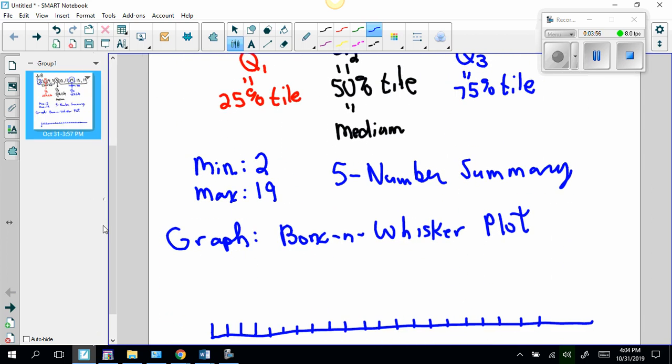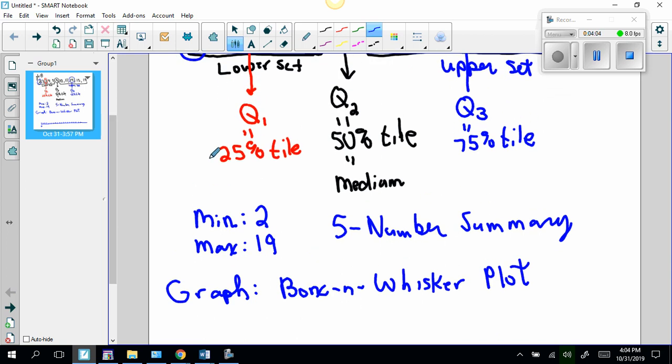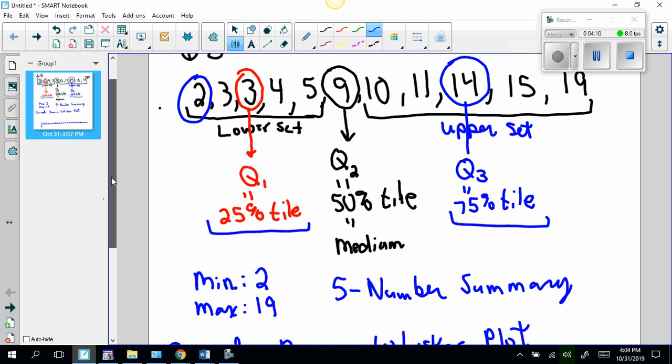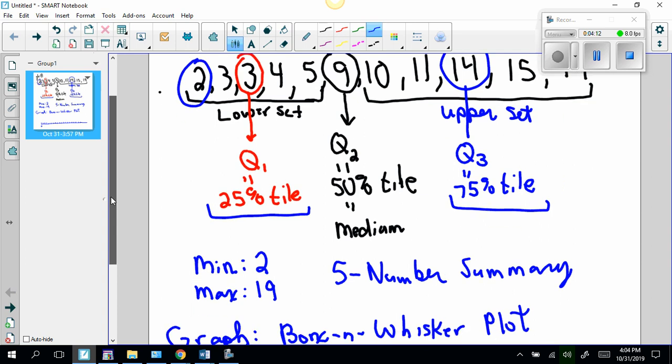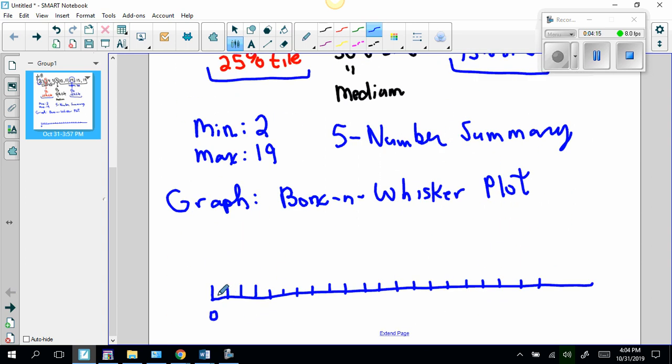What you do, anywhere you want, you're going to make a box. Now this box is based on Q1 and Q3. Now the start of the box is at 3, and the end of the box is at 14. So at 1, 2, 3, you make it as fat as you want. You can make a skinny box or a fatter box. 4, 5, 6, 7, 8, 9, 10, 11, 12, 13, 14. Now you got to make a box. Like I say, the fatness doesn't matter.